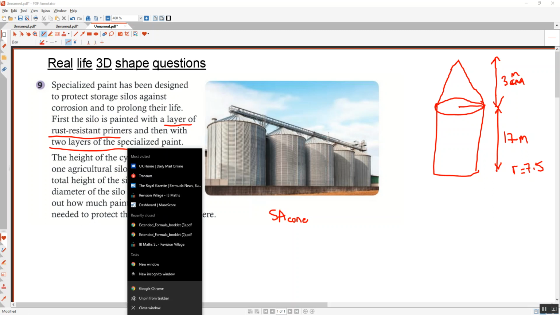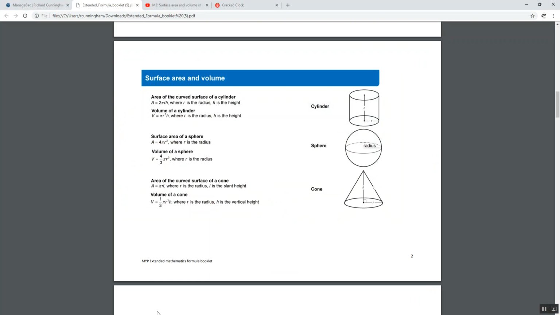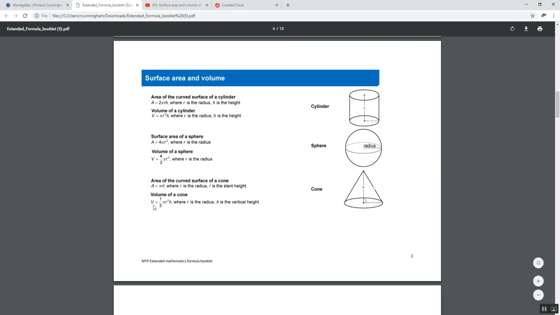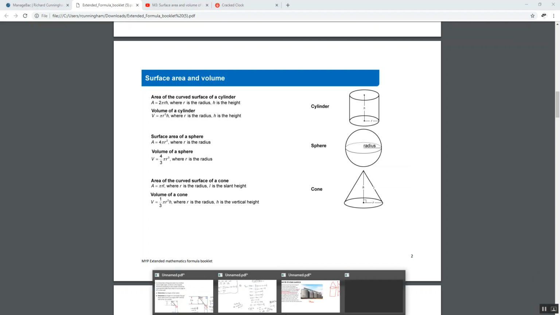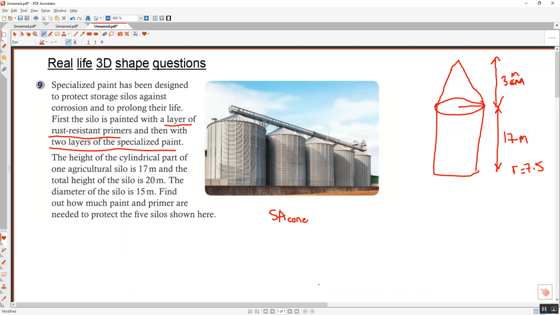So if I go to my formula booklet, the surface area of a cone is here. This is for the curved surface of a cone, so this gives us exactly what we need. Pi times r times L, so pi times the radius times the slant height. If I go back, I will put that in. So surface area of the cone, pi.